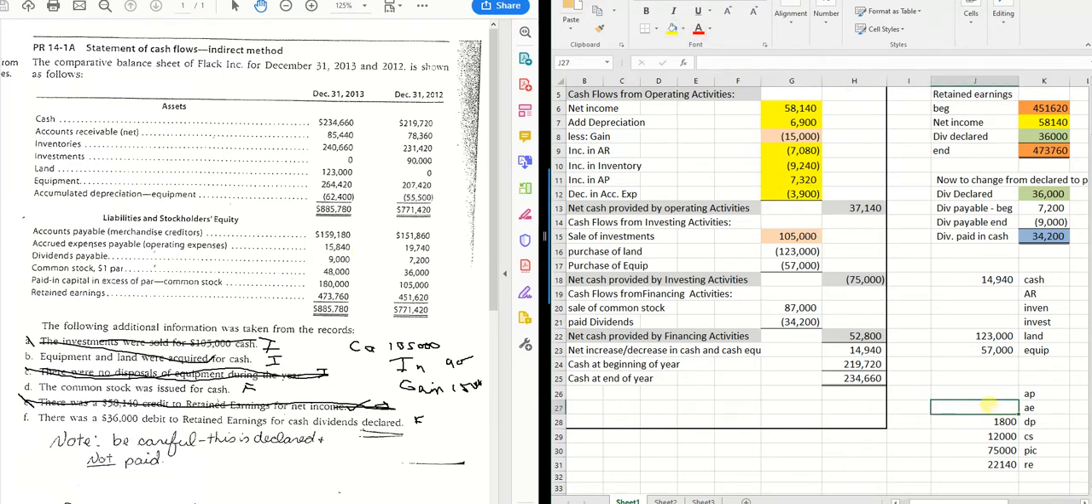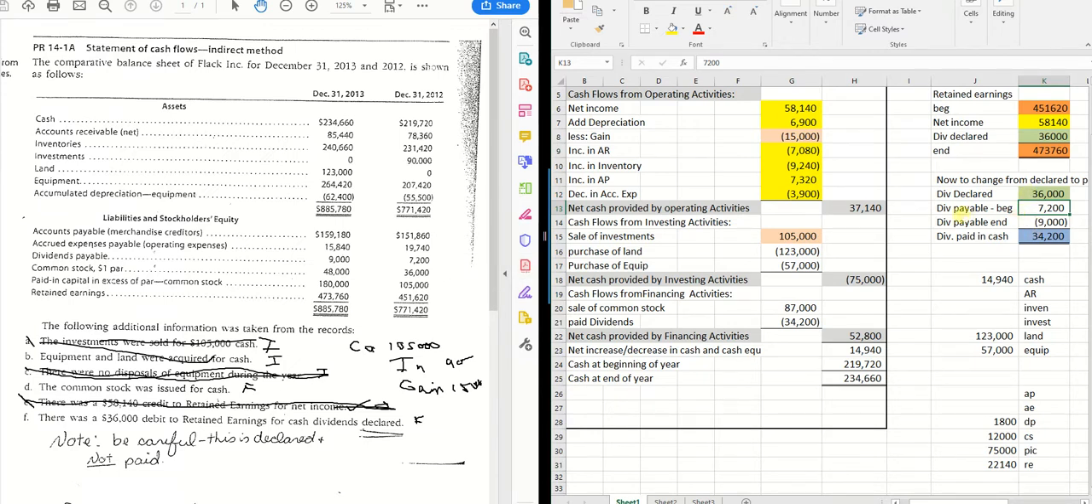Okay. And my next one is dividends payable. But remember, dividends go in the financing section. So now I know that I declared 36,000 from there. And this is where I don't do the change in them. I simply logic my way through it. In my beginning, I had $7,200 of dividends payable. Those were declared last year but paid this year, so I need to add those. So I declared 36,000, but I also paid some of last year's, the 7,200. And I had 9,000 at the end of the year. So of this 36,000, 9,000 have not yet been paid in cash.